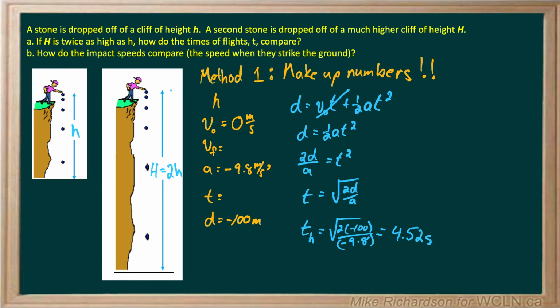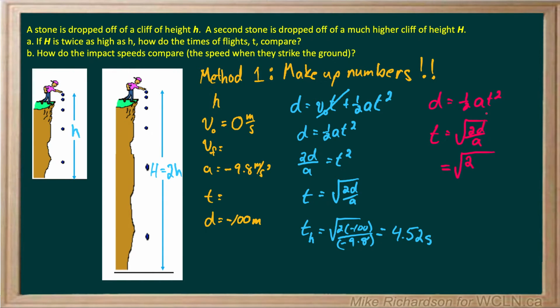Now, as long as you're consistent, let's do the second cliff. I'll do the second cliff in a different color. He still drops the stone, so v initial is still 0. We don't know what v final is. Acceleration is still negative 9.8. We're looking for the time of flight, because we want to compare times of flight in this case. So we use exactly the same equation. For the second stone, I still have 1/2 at squared, and when I solve it for t, nothing's changed. Put in your new height.